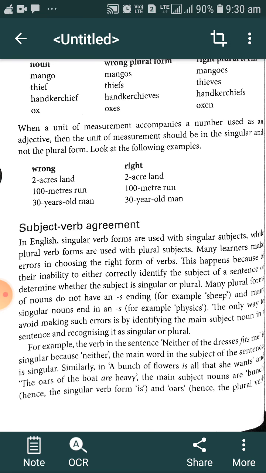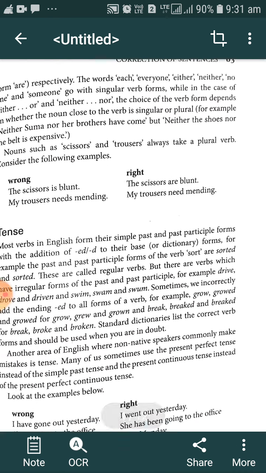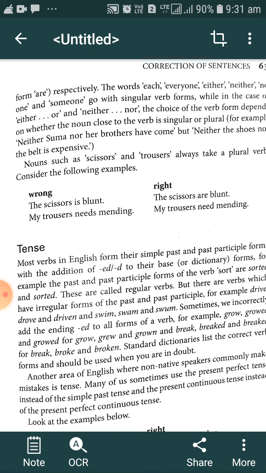"A bunch of flowers is all that she wants." Here there may be various flowers, but the bunch is one. That's why we have used the singular form of the verb. And then here is another, "The oars of the boat are heavy." Here the main subject is oars, and oars is in plural form. That's why we have used are, the plural form of the verb. The main subject nouns are bunch, hence singular verb form is, and oars, hence plural verb form are, respectively.